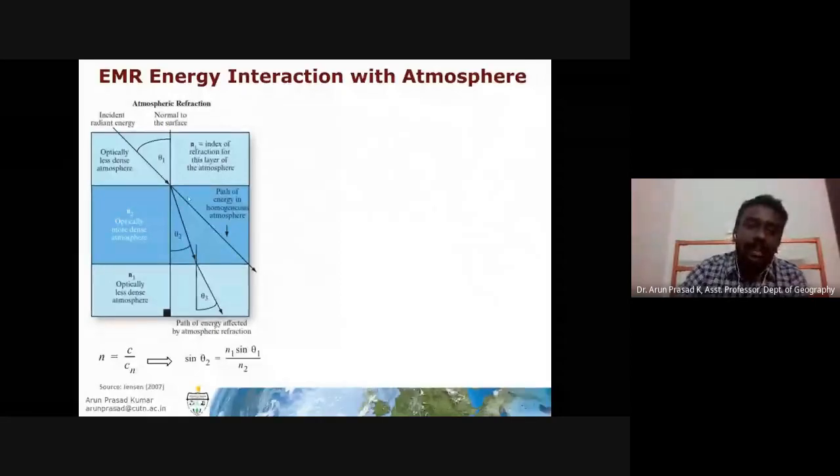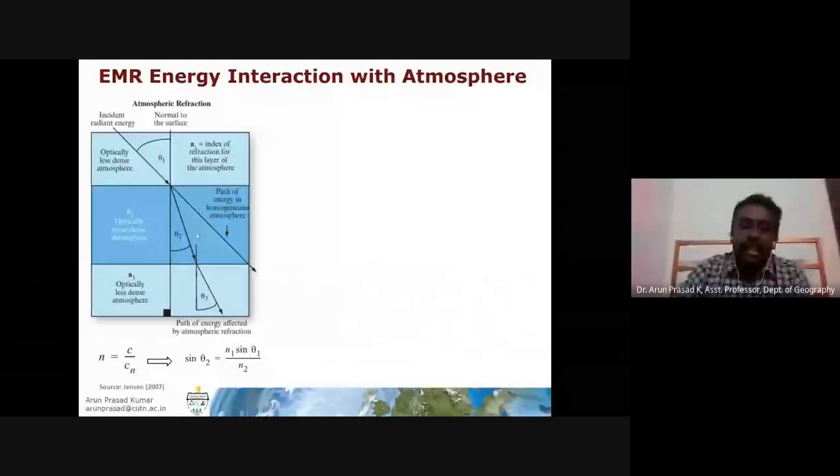If these two layers had the same optical density, the ray would have gone straight like this, but this layer is optically denser than the upper part, so it is bent towards this direction. The new angle with the normal is theta 2. Then it enters a less dense medium again, so it is bent again. The new angle would be theta 3.